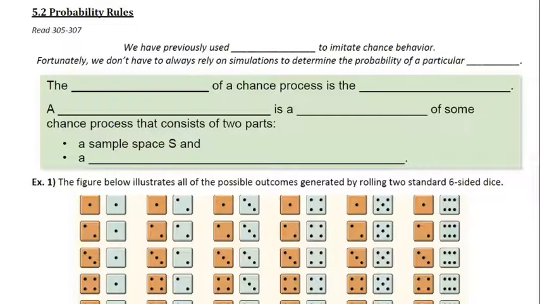5.2, probability rules. And yes, probability does indeed rule. So we've previously used simulations to imitate chance behavior and get our estimates for probability, but those are just estimates. So we can actually calculate the exact probabilities, the true probabilities of outcomes, once we know some of the rules and how to calculate these things.